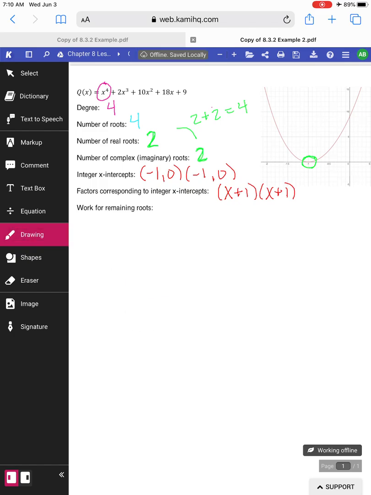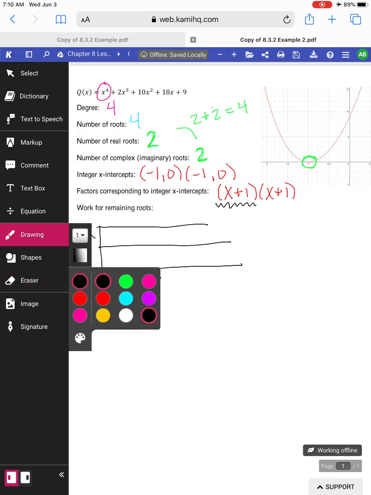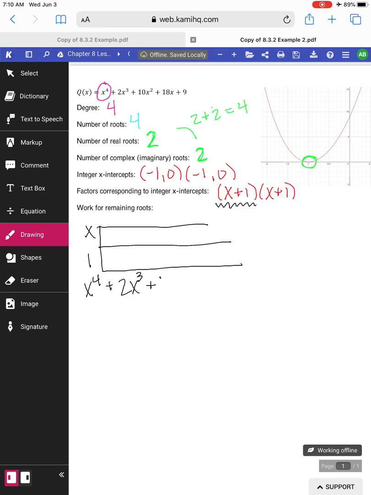Okay, so we're going to do the same process as before. For the work for the remaining roots, we're going to take one of our roots and divide it into our original polynomial. So we're going to have x plus 1 go into x to the 4th plus 2x cubed, not squared, plus 10x squared plus 18x plus 9.